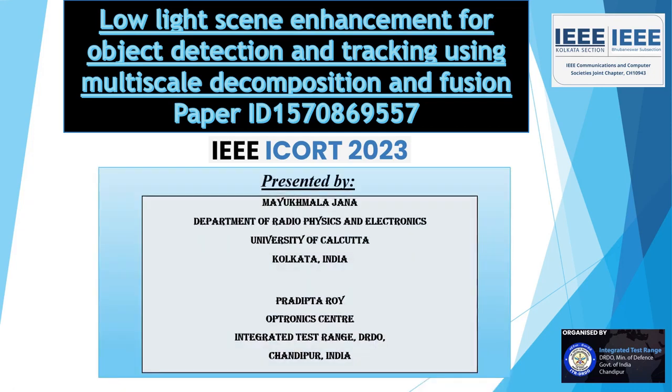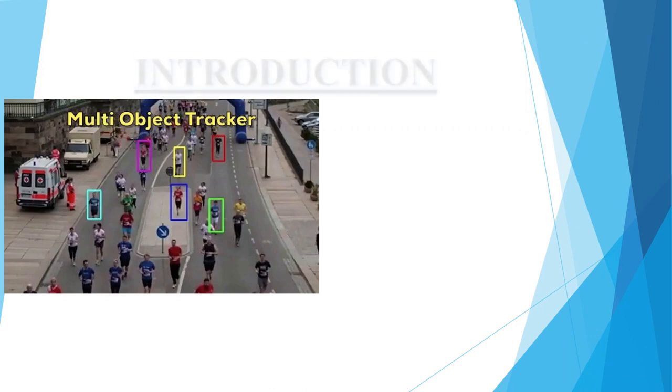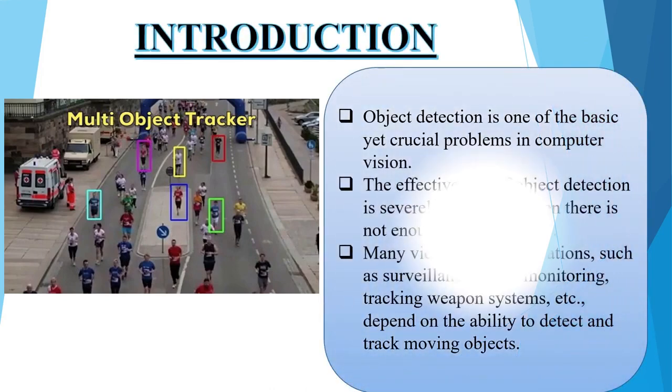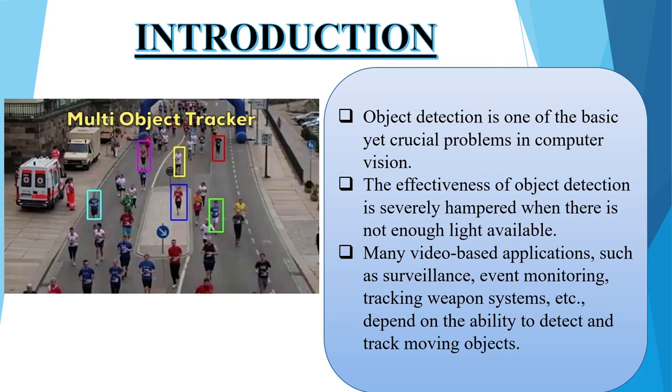Greetings to all. Today we are presenting our paper on low light scene enhancement for object detection and tracking using multiscale decomposition and fusion. One of the first but indispensable tasks in computer vision is object detection. When there is insufficient light available, the performance of object detection is significantly impacted.